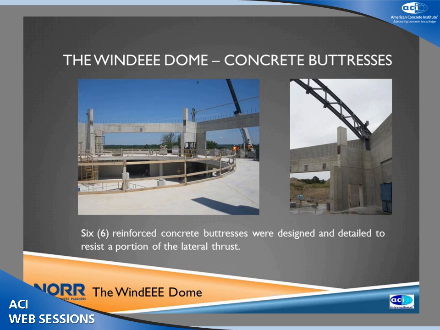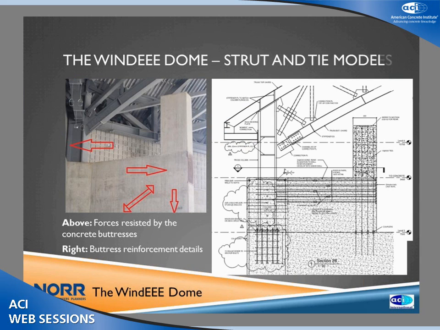We also designed six reinforced concrete buttresses at each corner of the hexagon. On the right hand you see the buttress. The buttress carries a part of this thrust from the reaction of the truss, plus shear from seismic and wind. This is the detailing of the buttress on the right. We designed that as a strut and tie to take the reaction from the column of the truss.